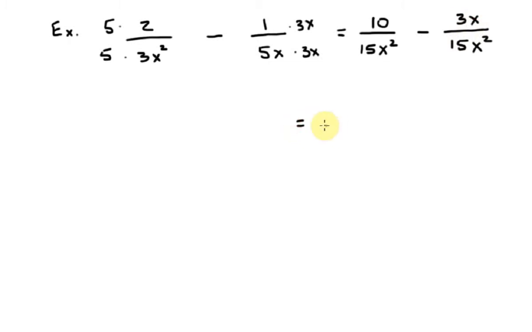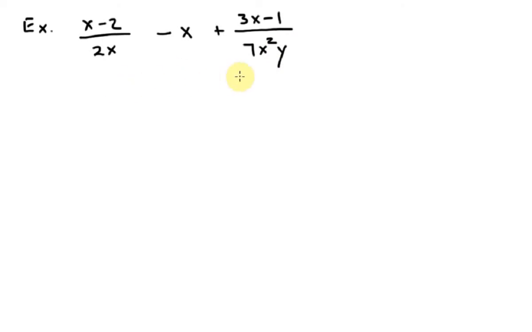So I'm now ready to put it all together as one happy fraction with 15x squared on the bottom and 10 minus 3x on the top. And that's the end of the road for that one. All right, well, it's clipping along pretty good. So I'm going to do one more example here before we quit. So of course this is going to be the big guy.